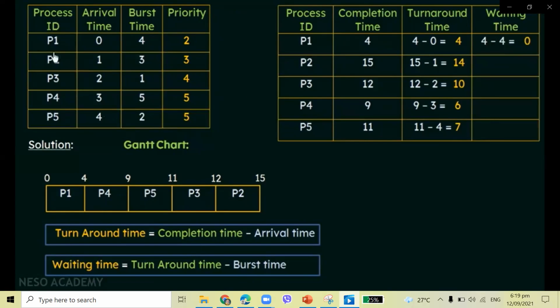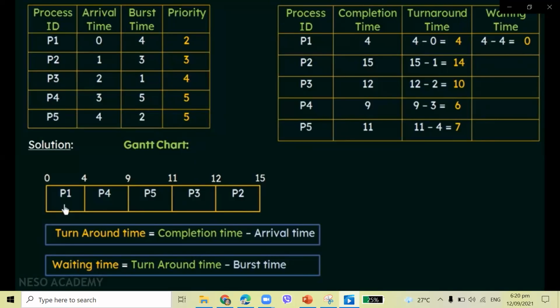We see that P1 was the first process to arrive, and even though it had a priority of 2, since there were no other processes at that time, P1 was given the CPU and it did not have to wait at all. And since this was non-preemptive priority scheduling, P1 was not disturbed until its execution was complete.